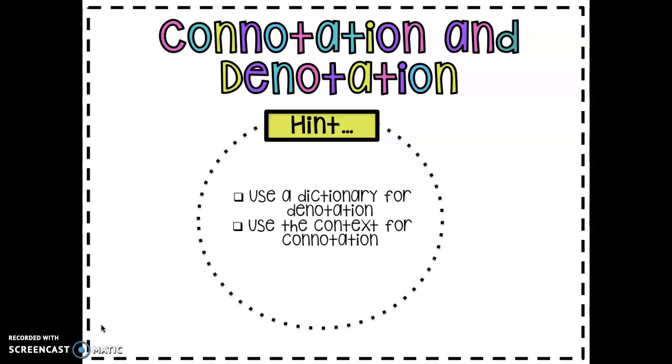Here are your hints for this week for connotation and denotation. For denotation, you're going to want to use the dictionary. Now, since you may not have a paper dictionary like we have in class, we'll be using dictionary.com to get the denotation of this week's words. And for connotation, you're going to want to look at the context that surrounds the word. So this is almost, again, like using context clues to determine the meaning of an unknown word. So remember, denotation, dictionary, connotation, context.